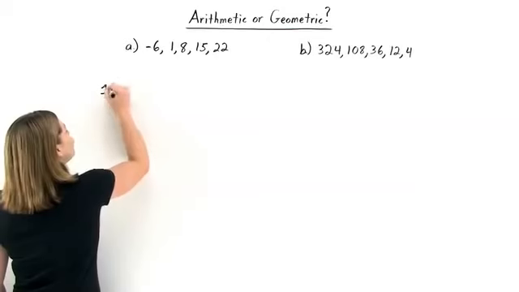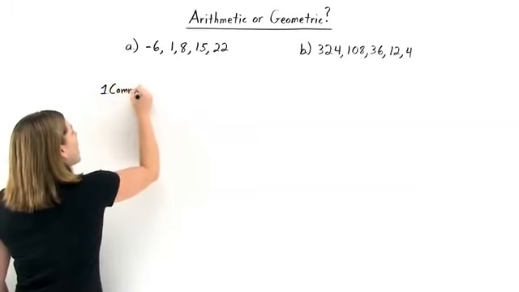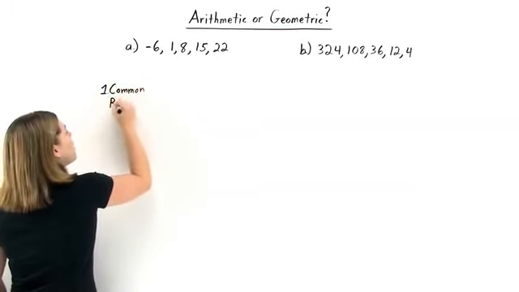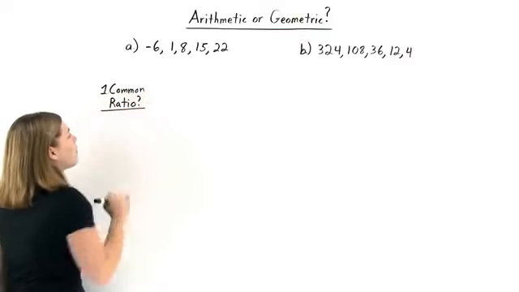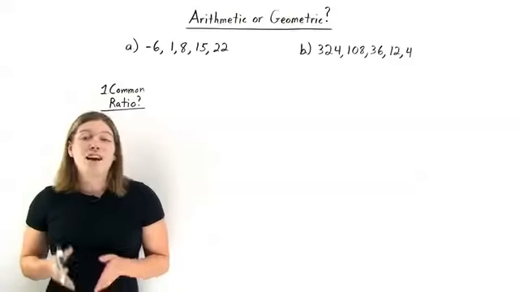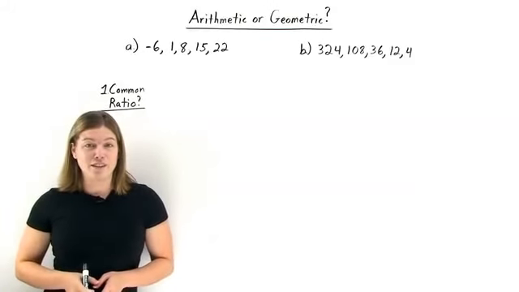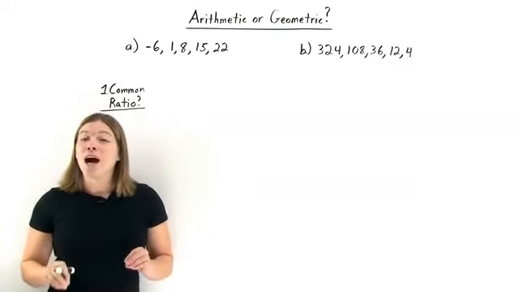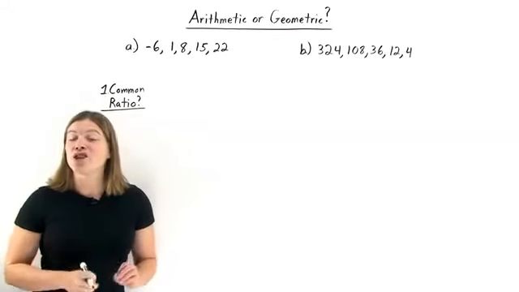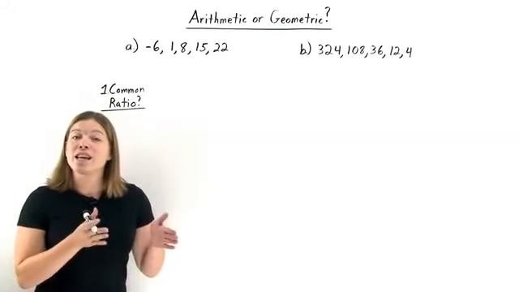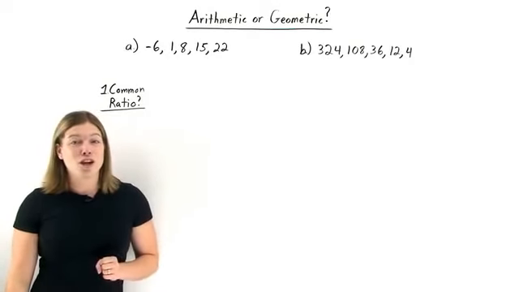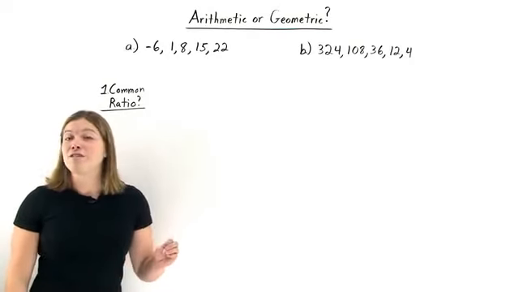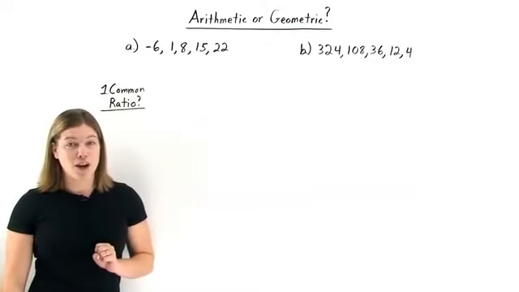A sequence that is geometric has a common ratio. So here, we need to first test and see if this sequence has a common ratio. If it does, that means that we have a geometric sequence. Remember, a common ratio is the number that each term is multiplied by in order to get the next term in the sequence. In order to find a common ratio, we need to take a term and divide it by the term that comes before it.